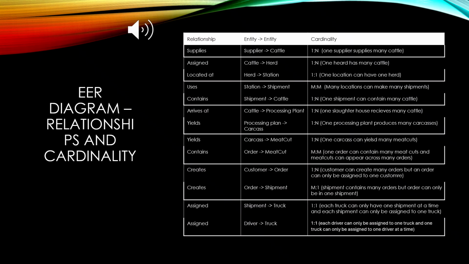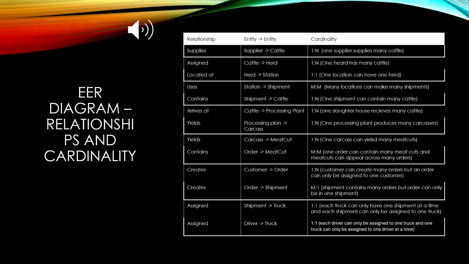An order contains a meat cut, which is a many-to-many, so one order can contain many cuts of meat, and the meat cuts can appear across many different orders. So someone might order a sirloin steak, but two different customers could order that steak.